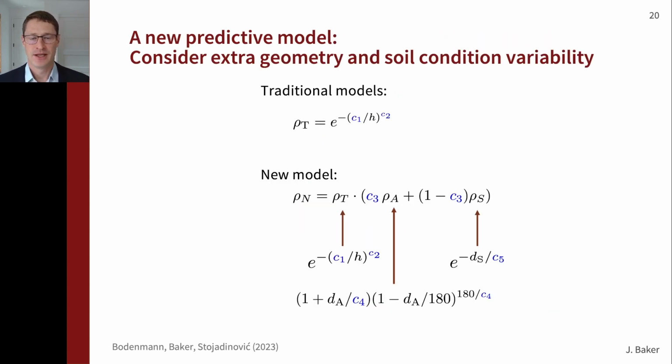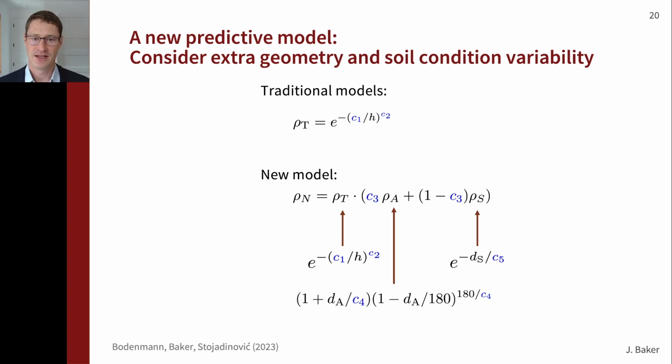Okay, so that brings us to a new predictive model. And this is work led by Lucas Bodenman. And I want to draw a contrast to that traditional model we talked about earlier, where we have basically e to the minus h as our functional form with those C1 and C2 coefficients that we calibrate to fit those models. So the new model that Lucas proposed is shown down below. I'll briefly show you the functional form, and then I'll show you some interpretations.